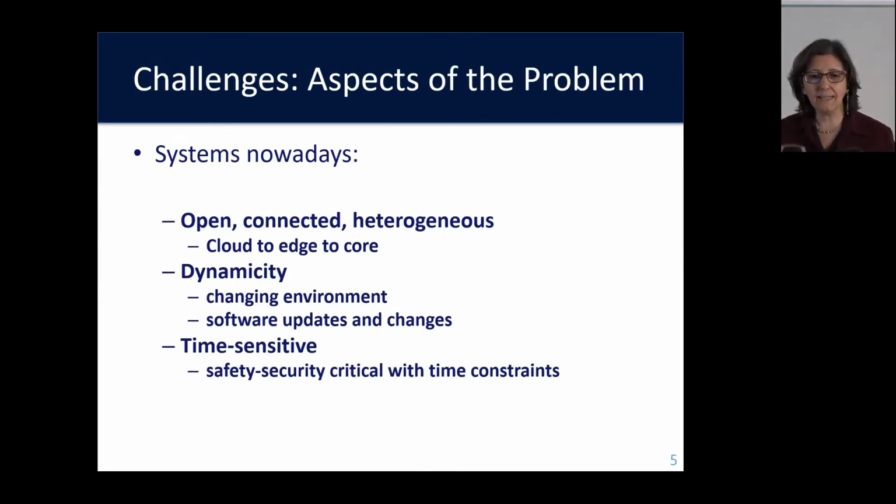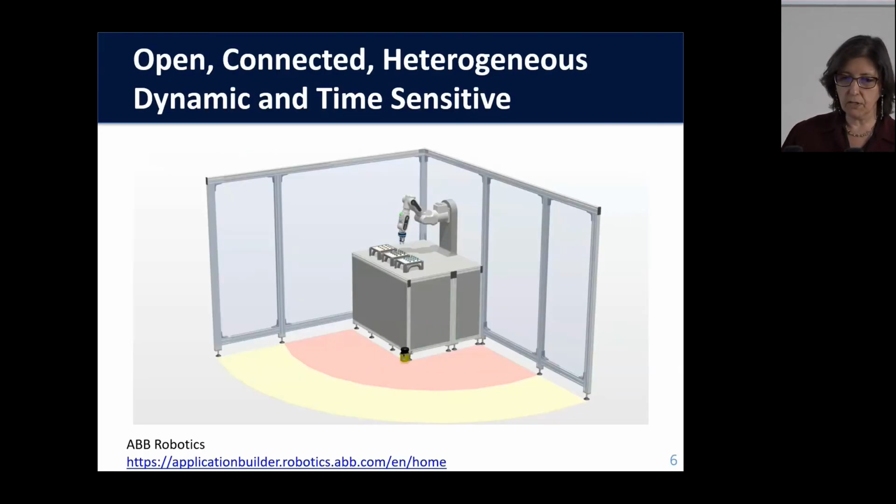So the challenges that we have nowadays is that, as Jan was saying, we have open, connected, and heterogeneous systems. We had cloud to edge to core. We also have dynamicity. We have a changing environment. And we have DevOps. We have software updates and changes. So these are all the things that makes the problem more challenging and complicated. And we have time-sensitive systems. So deadlines are important, and we have time constraints.